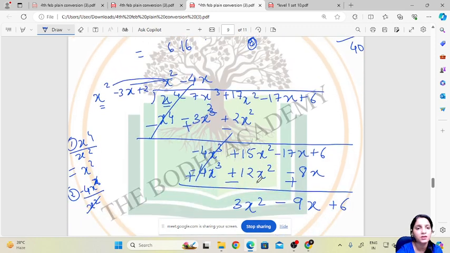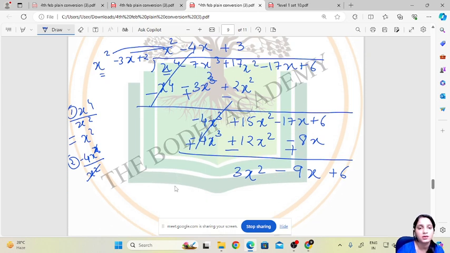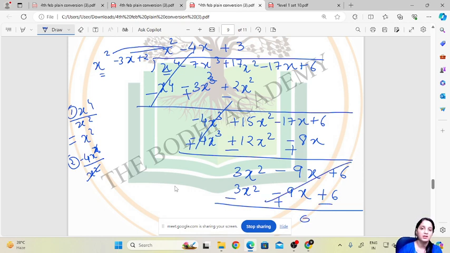3x square again upon x square is 3 plus 3, this will be plus 3. 3 into 3x square is 3x square. 3 into minus 3 is minus 9x, and 3 into 2 is plus 6. Okay, so when you change the sign, everything will get cancelled, you will get 0.